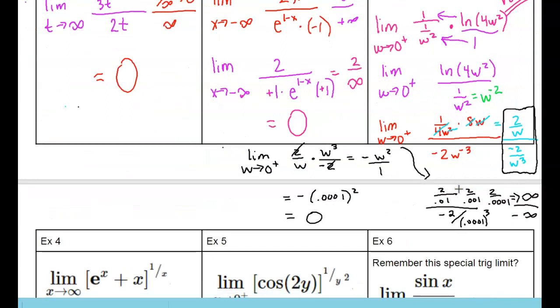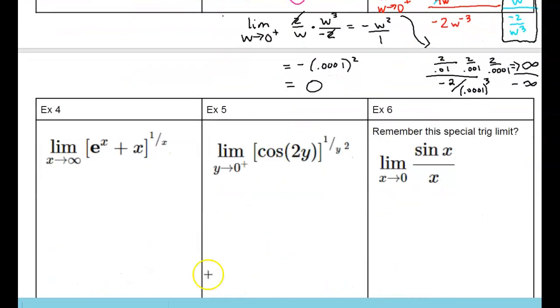That was a long one. All right, example number four.